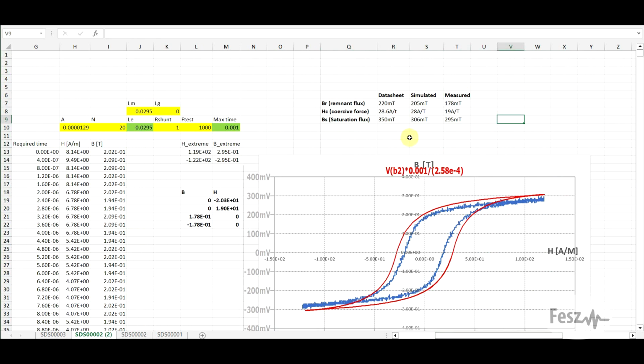And the first thing that we can notice is that our remnant flux value and saturation flux are slightly smaller in the simulation compared to the datasheet, which means that we're not really driving the core with enough signal. So that's why these are smaller than the datasheet. So finally, we just need to compare the measured values to the simulated ones. And we can see that the difference is not all that great. So I guess with a bit more attention to the setup, the values can be made to be far more close.